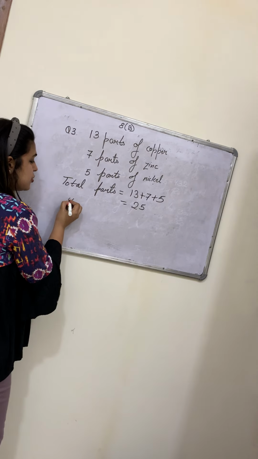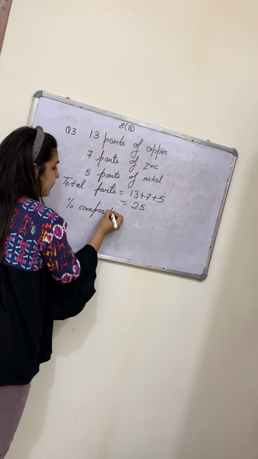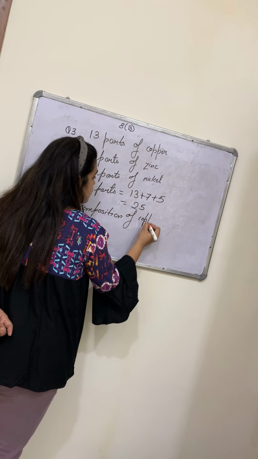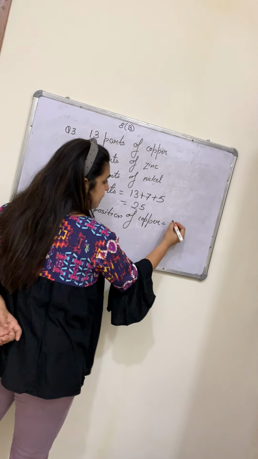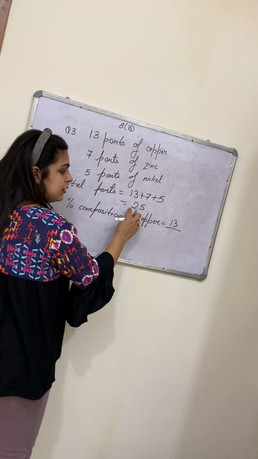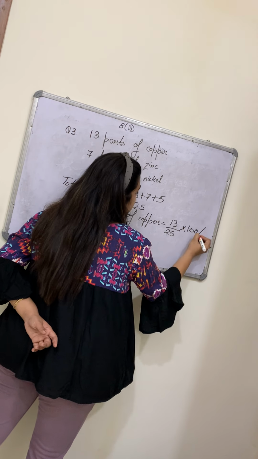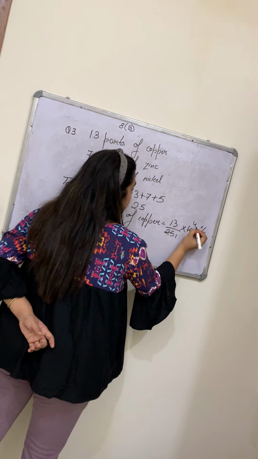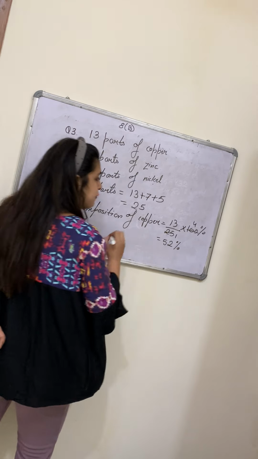So the percentage composition of copper first. What will be the percentage composition of copper? How much copper is there? 13. What is the total? 25, into 100%. 25 fours are 100, so this comes out to be 52%.